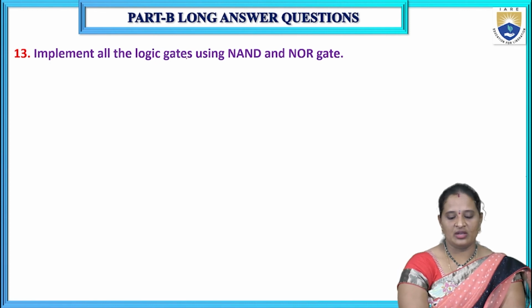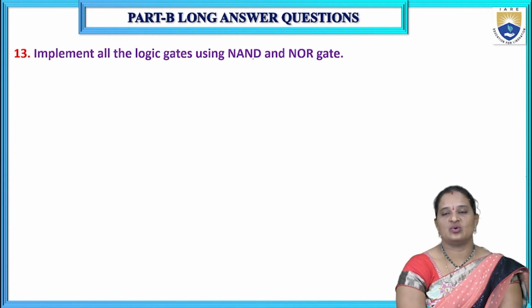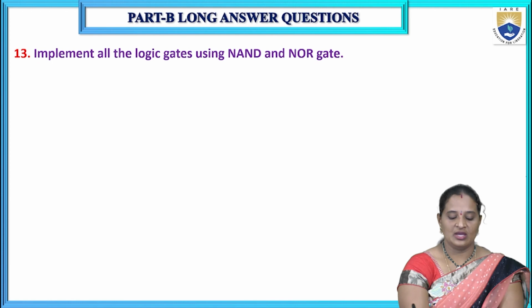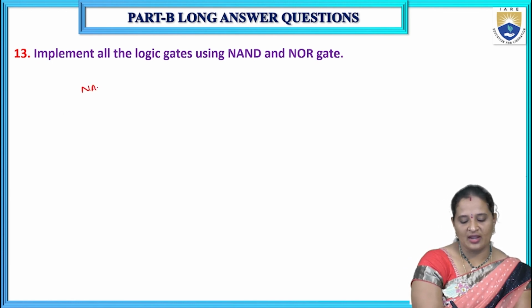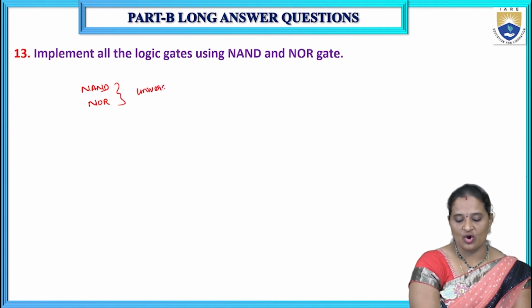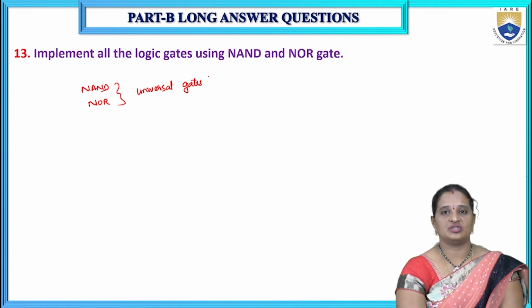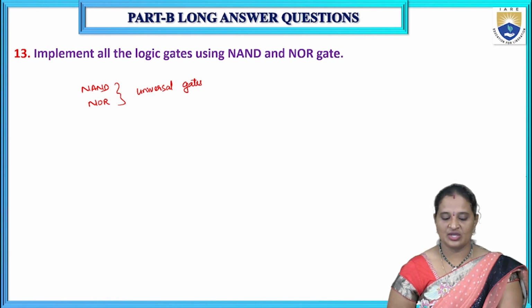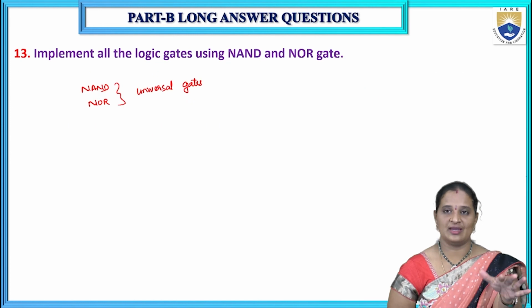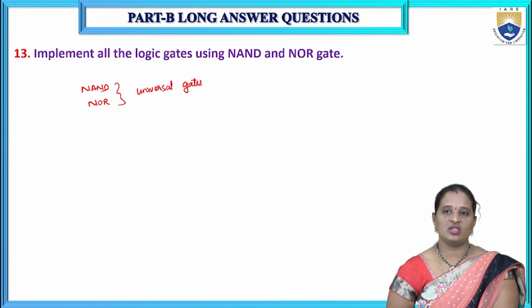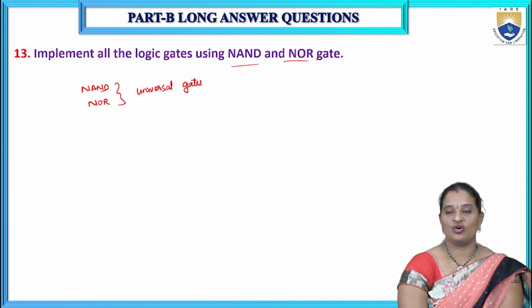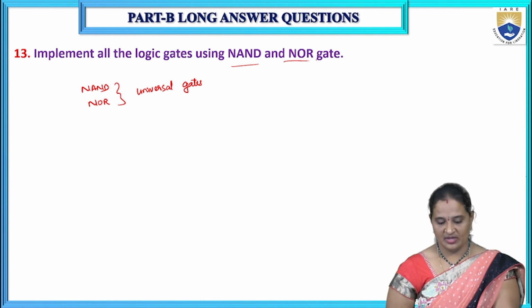Implement all the logic gates using NAND and NOR gates. So this I have discussed already. As you all know, NAND and NOR gates are universal logic gates. Why are these called universal logic gates? Because any other logic can be implemented using these two logic gates. So that is why we call them universal logic gates. So just draw the logic circuits of all the logic gates using NAND and NOR. So that will be the implementation.